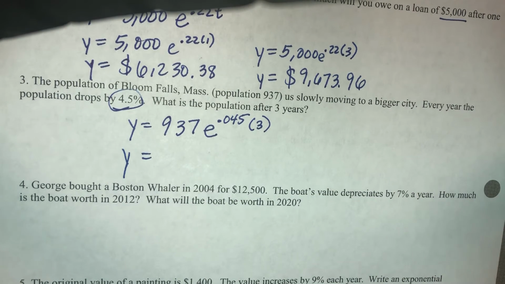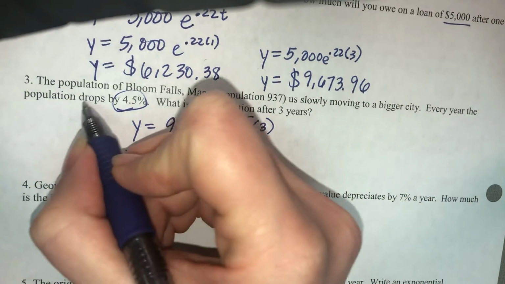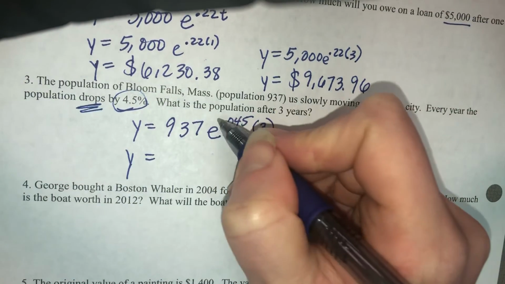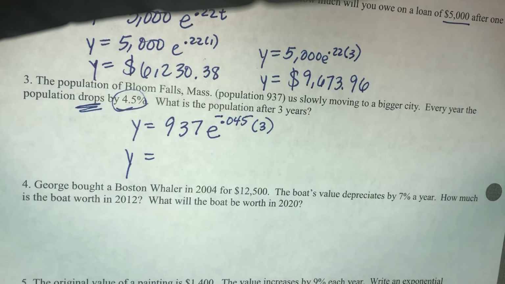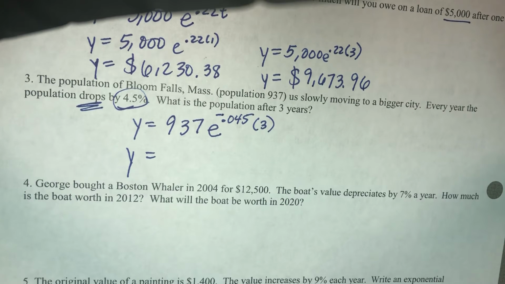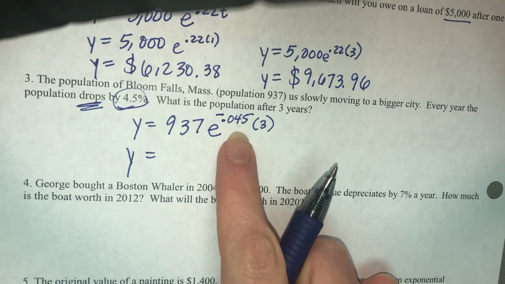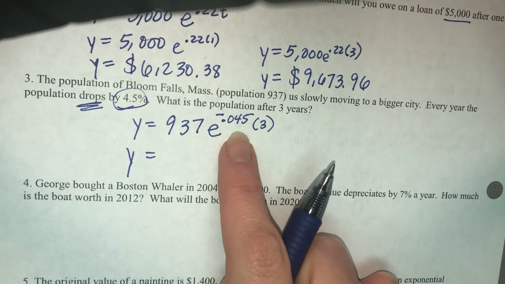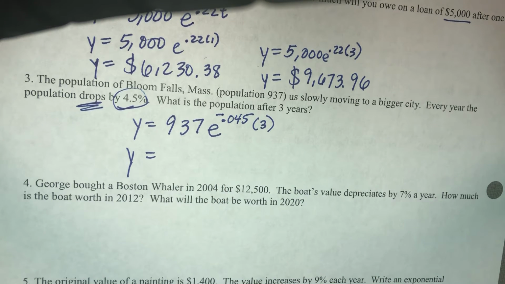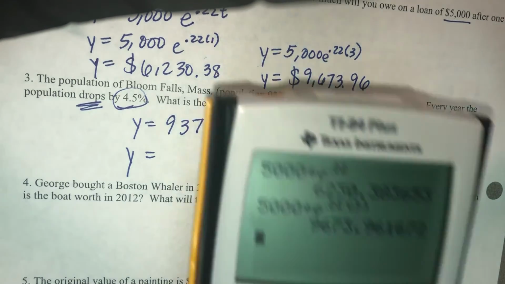Oh, hang on a second. We do need to make a minor adjustment. It's dropping by this much. So we need a negative 0.045, because this would be without the negative that the population was growing by 4.5%. So we need to change that to a negative, or else we'll end up with a bigger value, which wouldn't make sense for this problem.